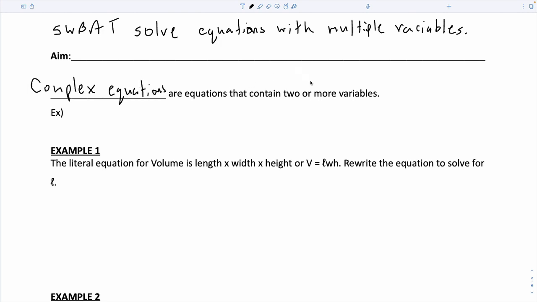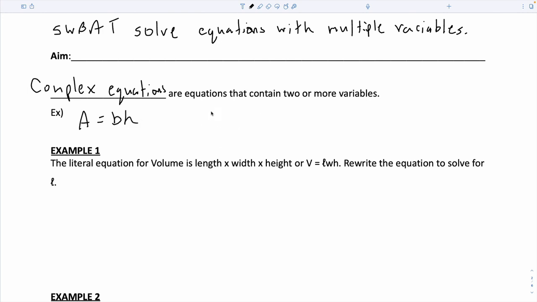Complex equations are equations that contain two or more variables. You see this all the time when you get into geometry, where you're solving for the volume or the area, even finding perimeter possibly. You have an equation that looks like this. Area equals base times height.